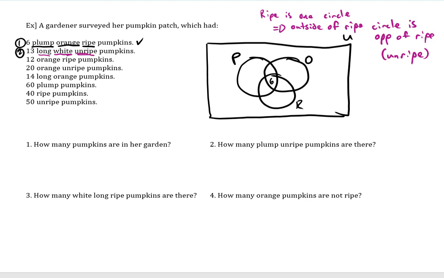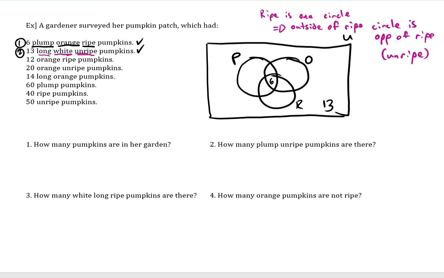And then this one is also, let's keep it in the black ink. Number 2 is also ready to go. 13 long, white, unripe pumpkins. Well, these are the opposite words to what was right in the middle. So that means opposite of everything that should be in the circles. So that means it would be on the outside. So somewhere out, I'm just going to put 13 right there. Okay, so the number of pumpkins that are not in these circles is 13.